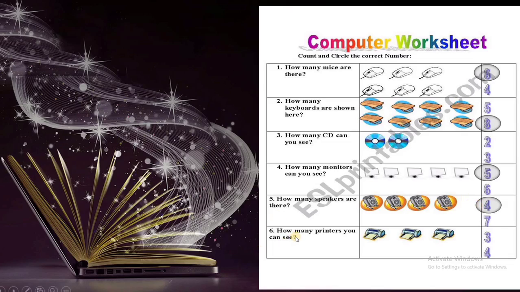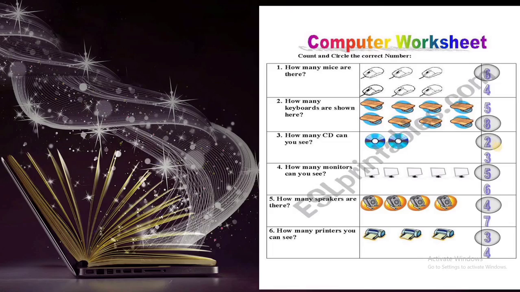Now come to the sixth question. How many printers can you see? So let's start the count. 1, 2, 3. So how many printers are here? 3. So the first number is 3. So we can circle this number 3, and here we can circle number 2 because the CD is here 2. So you can enjoy this activity. Count and circle the correct numbers.